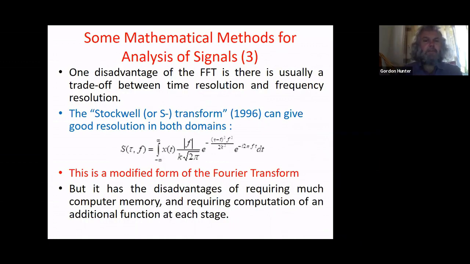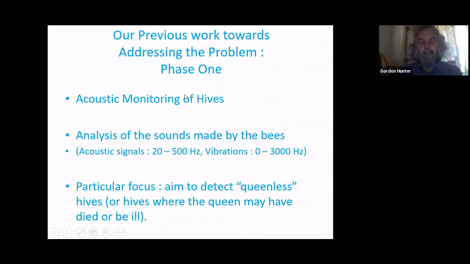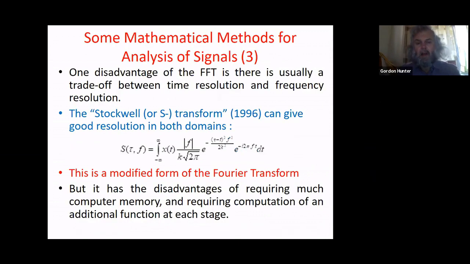We also looked at a few other variants of this because the fast Fourier transform is a trade-off between time resolution and frequency resolution, and also data storage for that matter. So we did also investigate this Stockwell transform. That's a modified form of the Fourier transform convolved with a Gaussian weighting factor. But it also requires a lot of computational memory, so it does have its limitations.